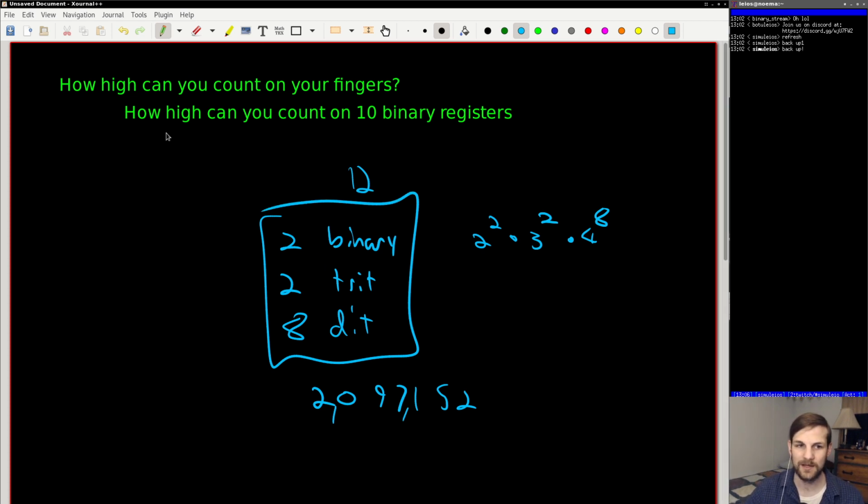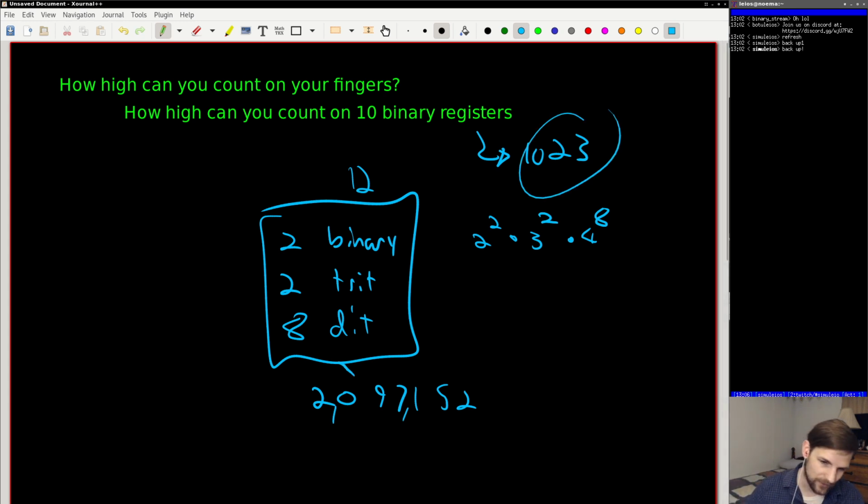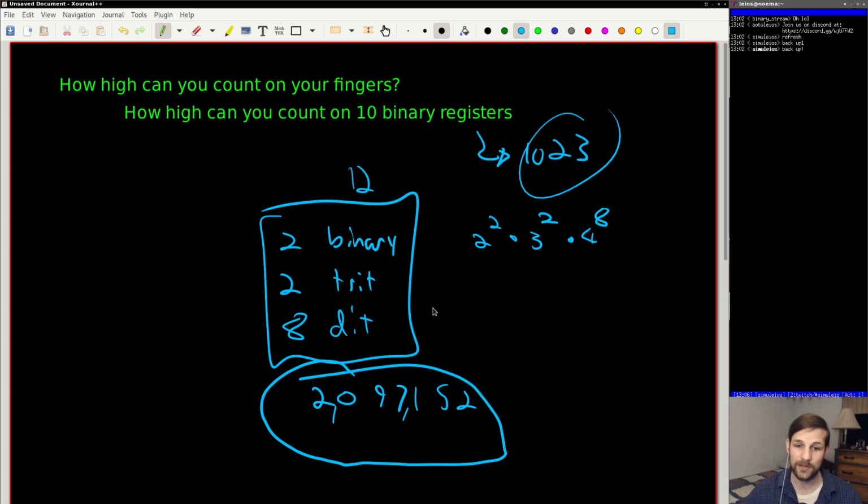which is of course much higher than just 10 binary registers, which can only count up to 1023, right? However, I'm here to tell you today that there's a way to count up to not only 1023, not only 2,097,152, but you can actually count up to 1.15 times 10 to the 16 using 10 binary registers. That's what we're going to talk about today, how to count up to that number using just your fingers, right?